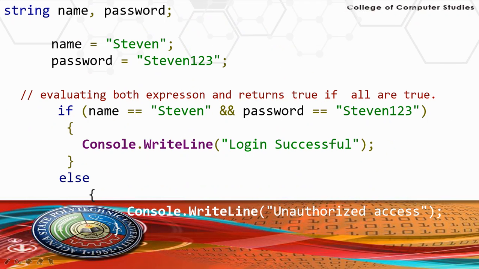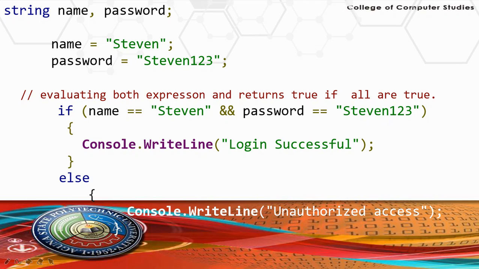here we have two variables of type string. We have name and password, and you assign them a value. Here we have Steven and Steven123. And then in the if statement, you have two conditions. You check if the name is equal to Steven, and use the AND operator, password is equal to Steven123.